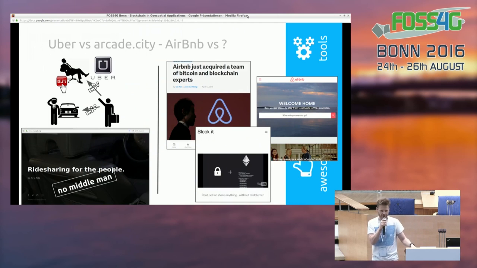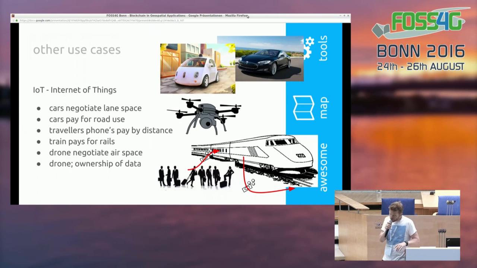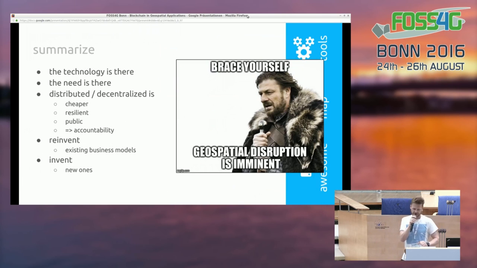Other use cases would be Uber or Airbnb. They also have a geospatial component to them, obviously. And again, there's a middleman who's making money every time a client and a provider are connected with each other. And if this could be run on a blockchain, and there's already something called arcade.city, which does that, then it'll be cheaper and more resilient to failure. This is really big also in Internet of Things, autonomous devices running autonomous applications, many of them geospatial. So that's another big area.